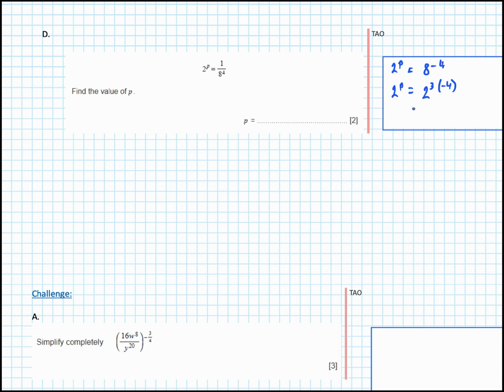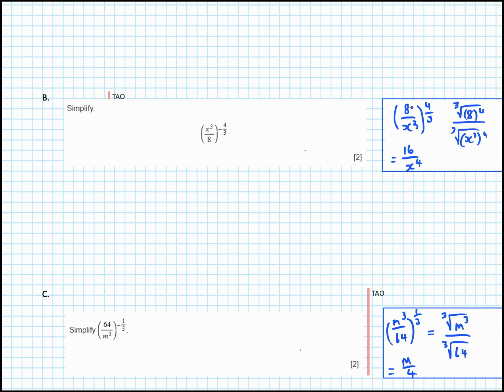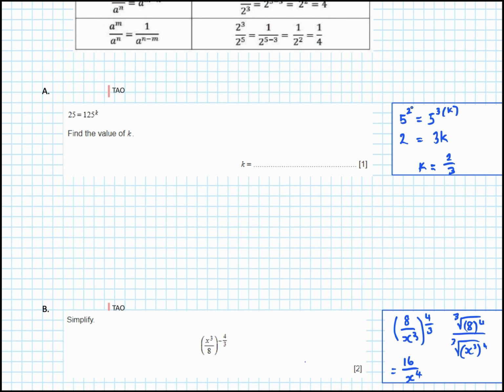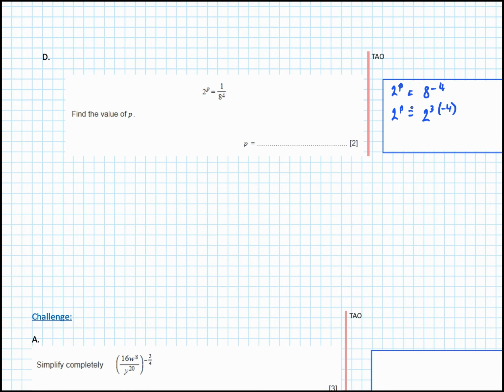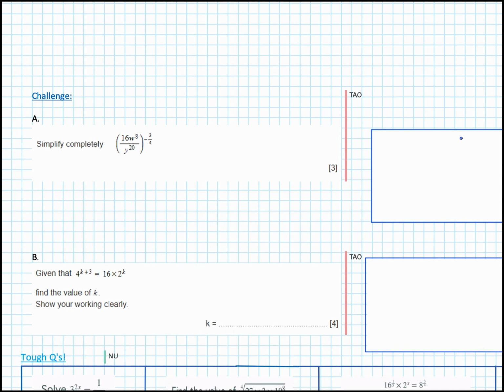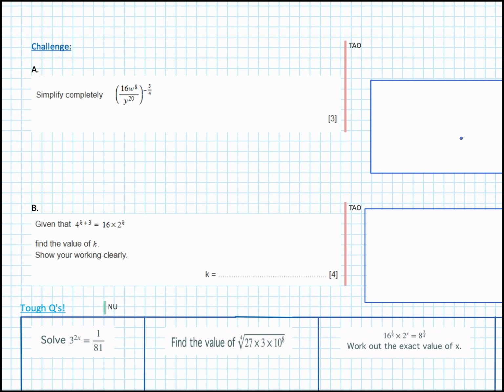So essentially, this is very similar to the first question we had, where we had our 5s. And we just basically take out the exponent. So p is equal to 3 times minus 4. As you can see here, it's minus 12. That's our answer there.